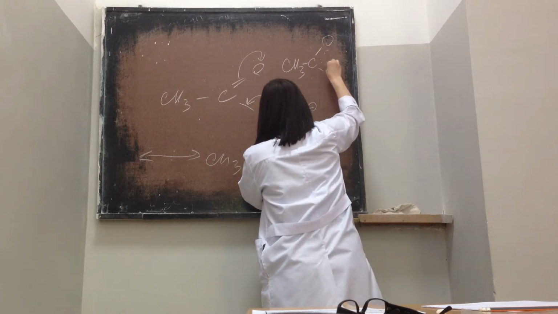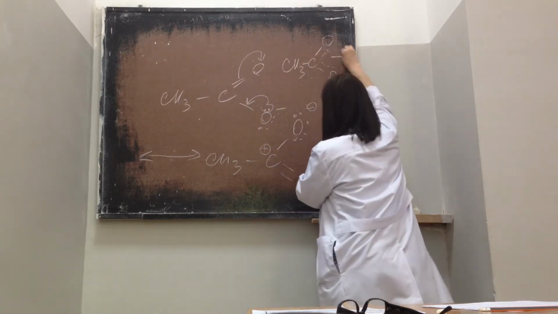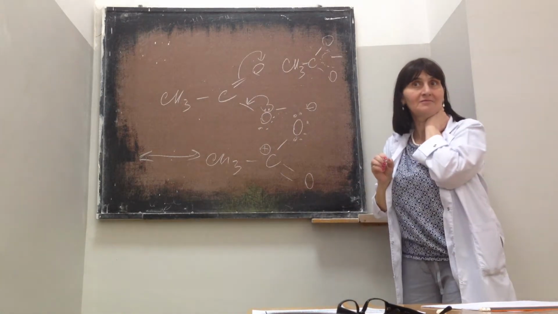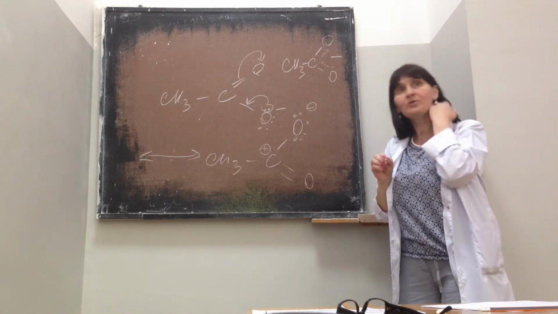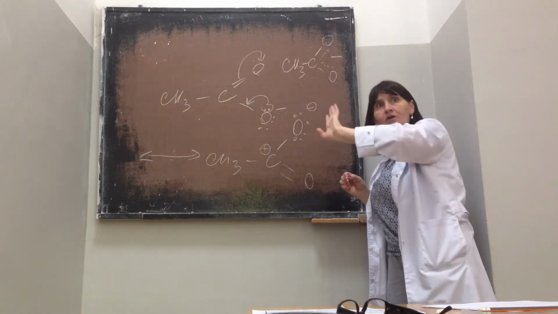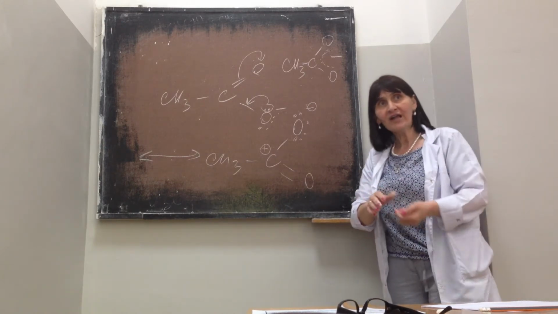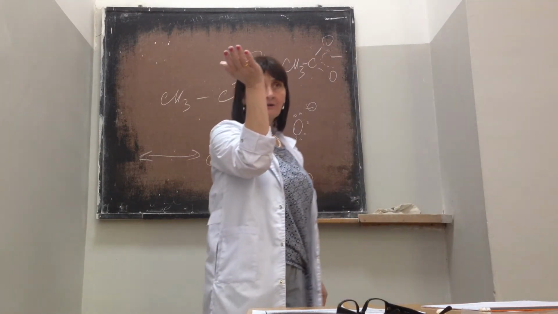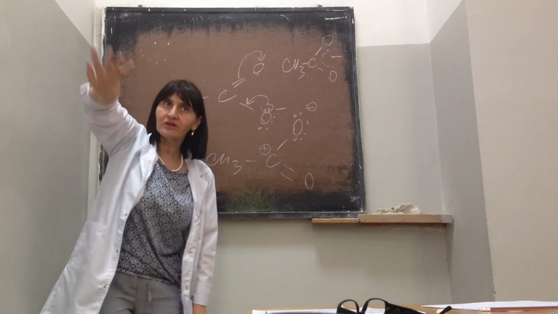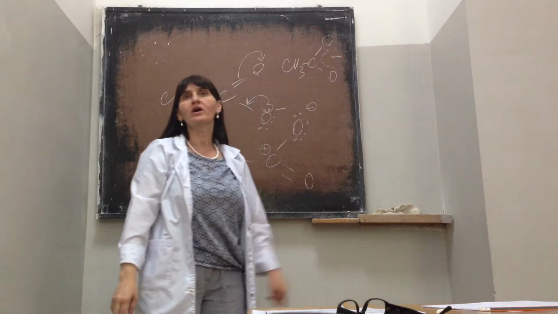O, and here you write in the middle minus. Why? Because the 2 electrons travel from one oxygen to another. So really, your electron density distributes among 3 atoms, 2 oxygen and 1 carbon atom.